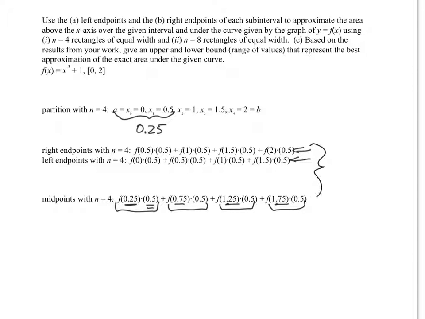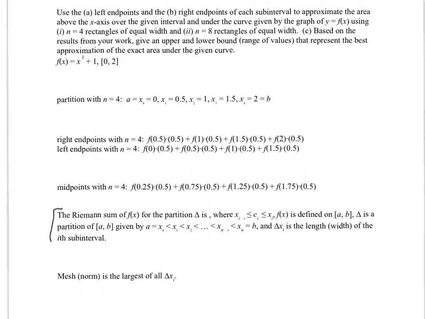All of these sums are what we call Riemann sums. And the Riemann sum we will use to develop this formal definition of the definite integral. The definition for the Riemann sum of f of x for the partition delta, that Greek letter delta, is where x sub i minus 1 is less than or equal to c sub i, which is less than or equal to x sub i. f of x is defined on the x interval from a to b.